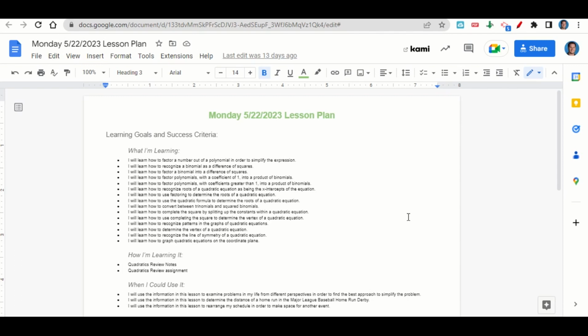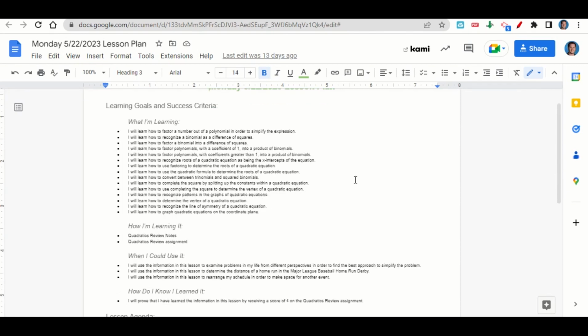Through the Quadratics Review Notes and the Quadratics Review Assignment. When can we use this information? To examine problems in your life from different perspectives in order to find the best approach to simplify the problem, to determine the distance of a home run in the Major League Baseball Home Run Derby, and to rearrange your schedule in order to make space for another event.